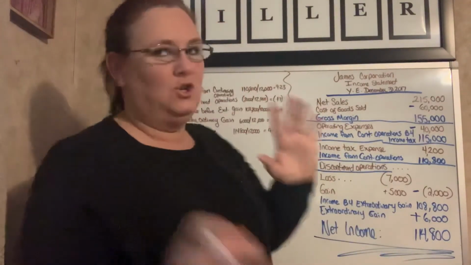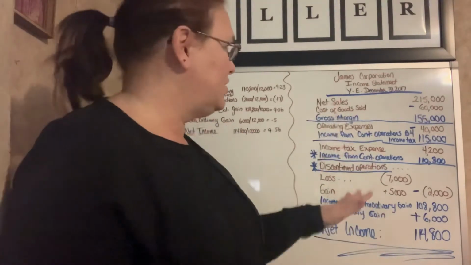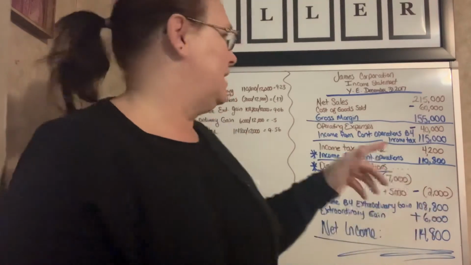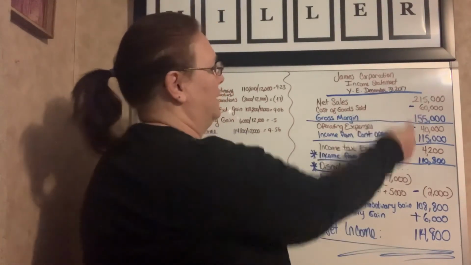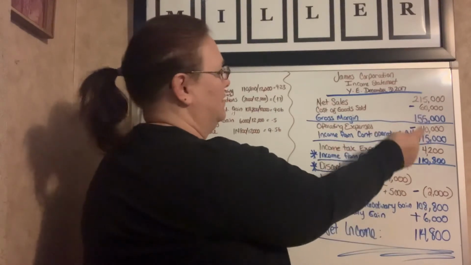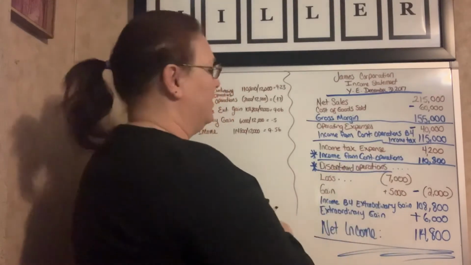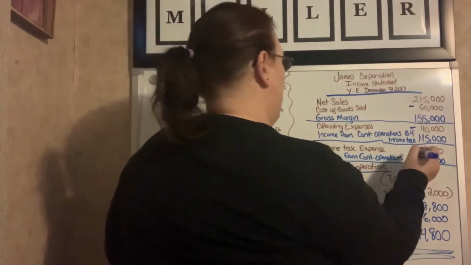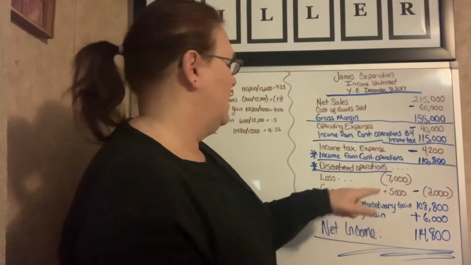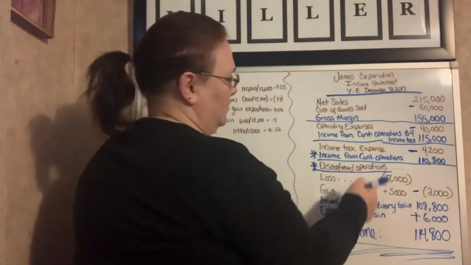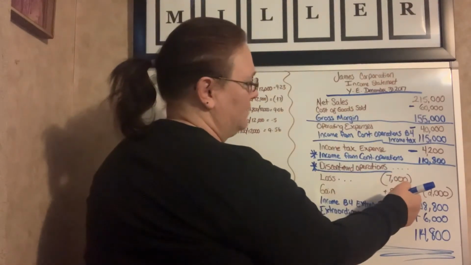So again, just to show you the particulars, you have the finished example in your Canvas session. All of this is a simple subtraction to get your gross margin. This is a simple subtraction to get your income from continuing operations before income tax. This is another subtraction here. We're going to subtract that expense. And then this, we have to do the math over here. And in our case, it's going to turn out to be a negative.